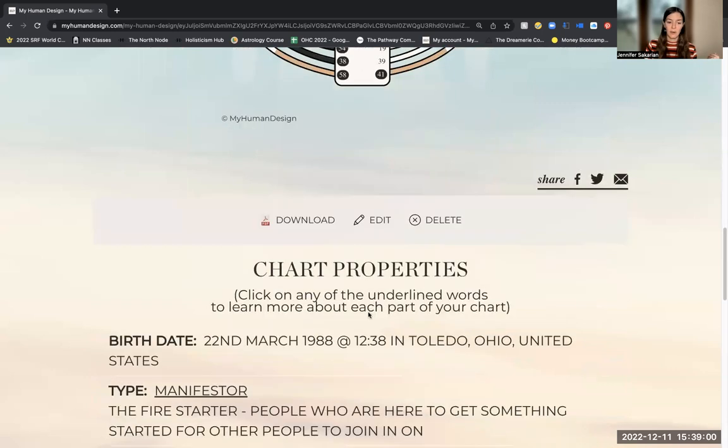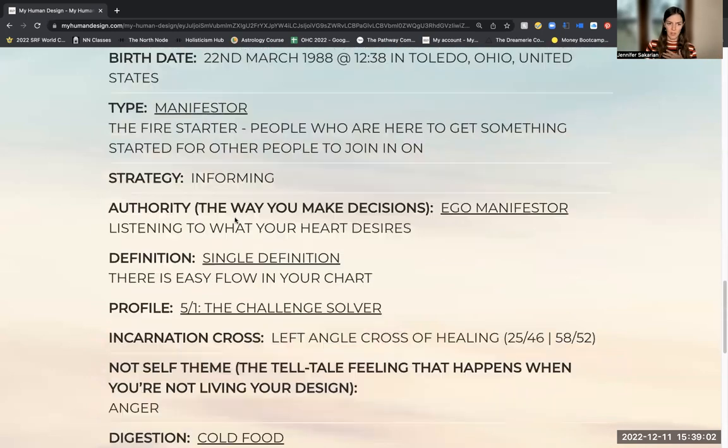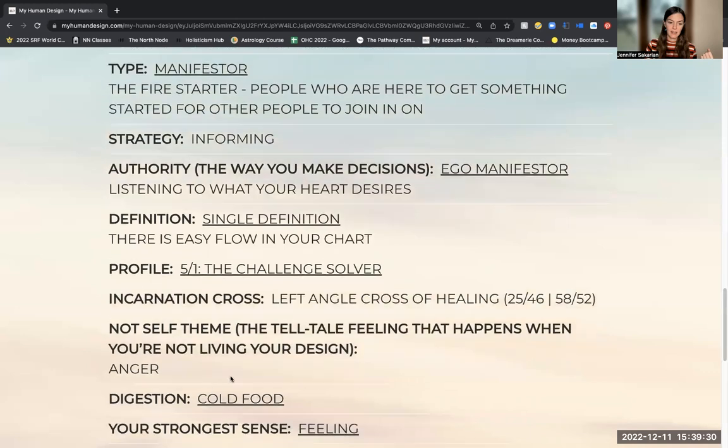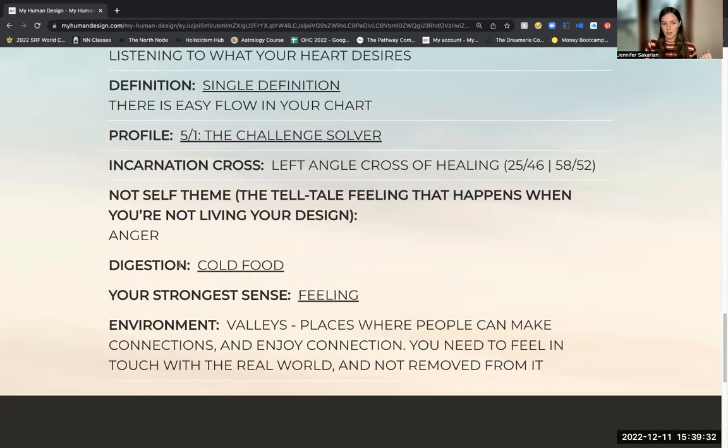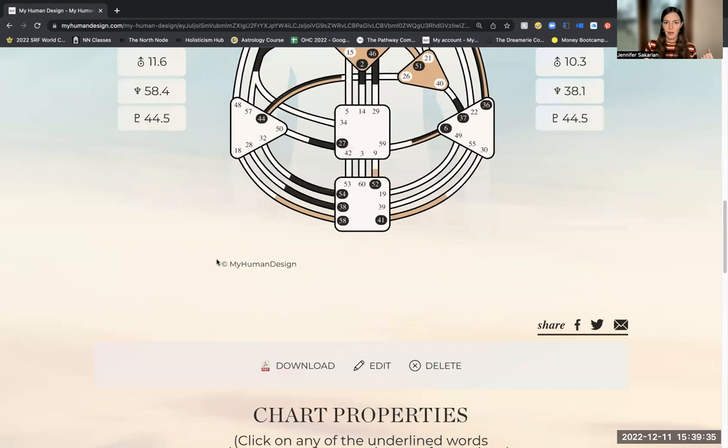And then if you scroll down, you'll see more information. So this one gives me my type, my strategy, so how I am meant to use and wield this particular energy type that I am, which is a manifester. The authority, which is how you're meant to make decisions. For me, that's the ego. Definition, like I said, a little bit more advanced. Profile, so this is my personality. Incarnation cross, not-self theme, which is essentially like your internal GPS. And there's some other options here which are a little bit more advanced, but I think that's all I want to share with you today.